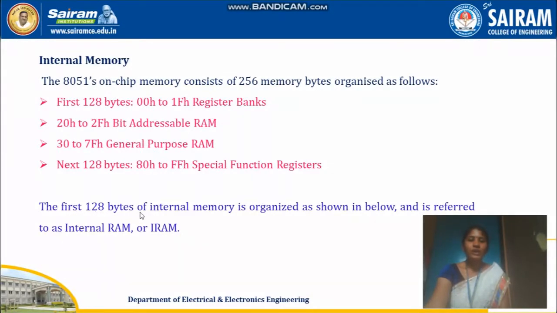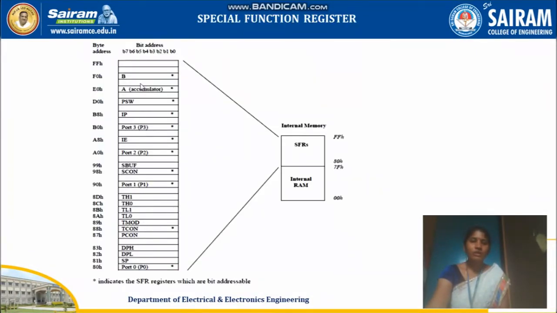The first 128 bytes of internal memory are organized as shown below and are referred to as the internal RAM. That is the first 128 bytes.